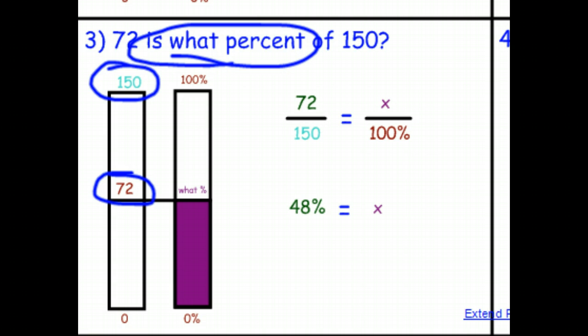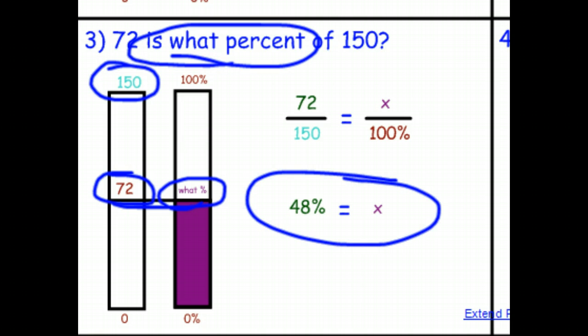So we estimate 72 is somewhere around, but not quite halfway to 150. So using that, we can estimate where our percentage is. And it looks like it'll be somewhere around 50%. And when we set up our two ratios, 72 to 150 is the same as x, our unknown percentage, to 100. Solve using cross products and get that we were correct. x is, in fact, 48%.